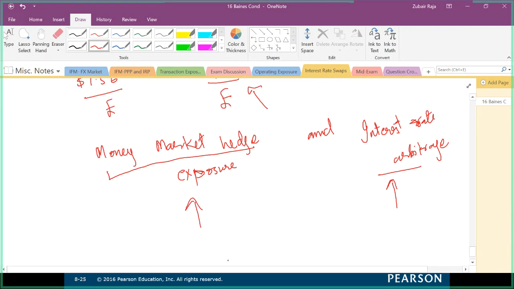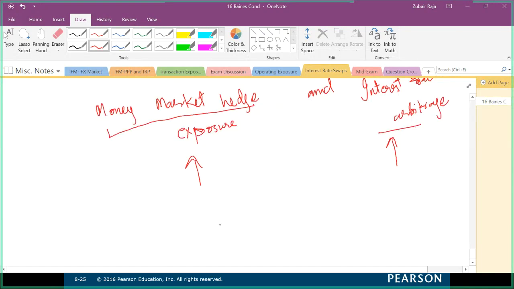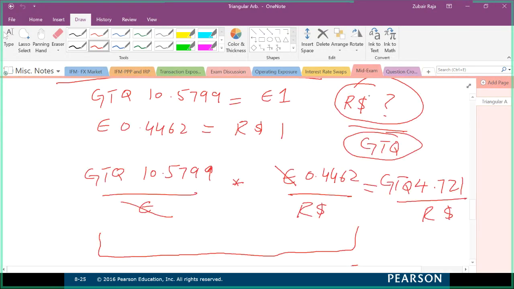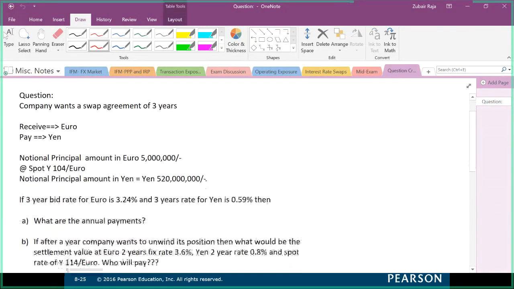Okay. Now do this question. In fact, let's do it together. I have actually done it, but you guys need to guide me through this question. So there is a company and they want to enter into a cross currency swap for 3 years.